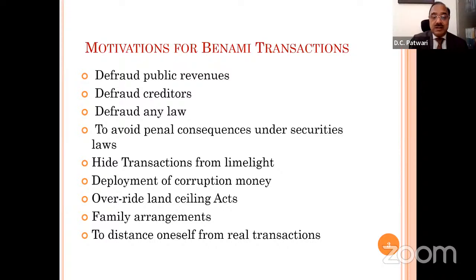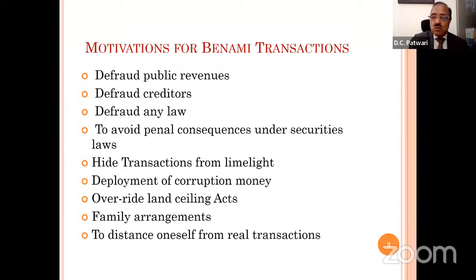Then, override the Land Ceiling Act. Earlier, we all know that there was a Land Ceiling Act and there was a restriction to hold land up to a particular limit. So anybody holding land beyond that limit was motivated to transfer it in the name of Benamis. There are certain family arrangements also in which properties are transferred in the name of family members in the Benami capacity.